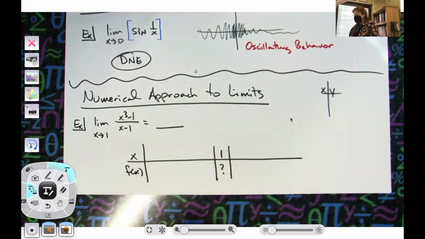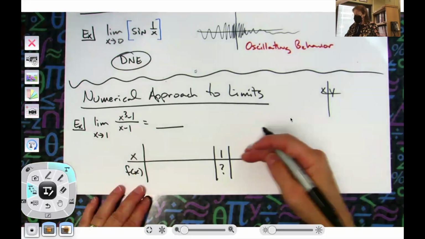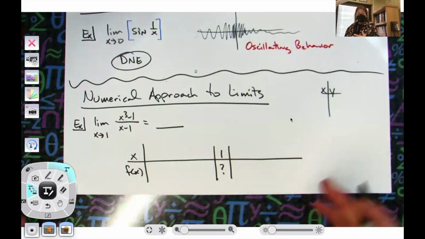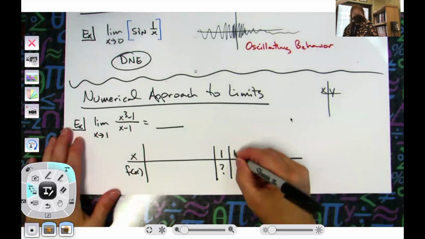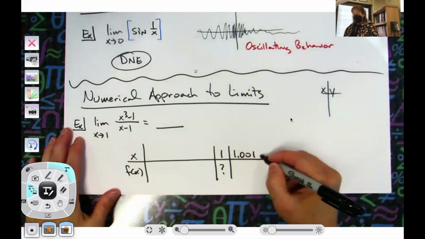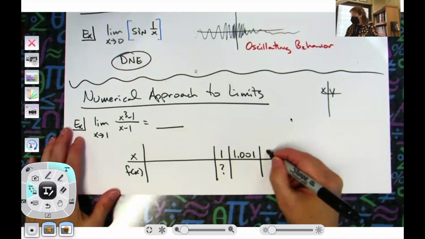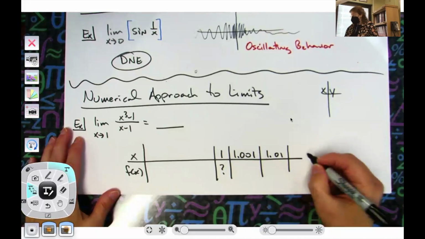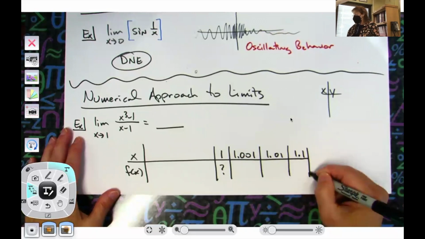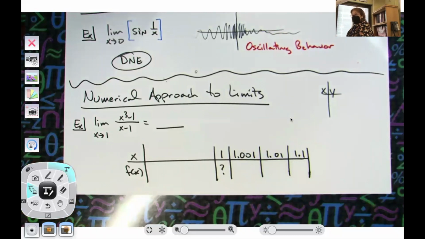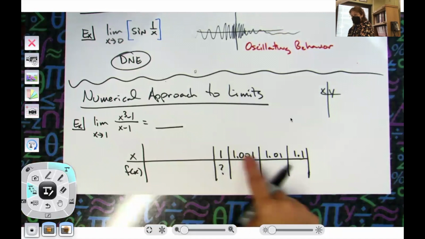Now I need to get infinitely close to 1 on the right-hand side. So I need to pick values that are just a little bit bigger than 1. I don't know, 1.001. Then maybe I could go out to 1.01, maybe 1.1. I'm getting farther and farther away, but I'm still pretty close to 1. If I create the XY table and put those values in for you, it's going to be a little bit easier. At some point, I'm going to make you pick values on both sides.